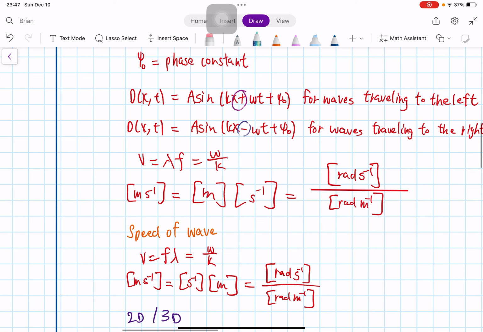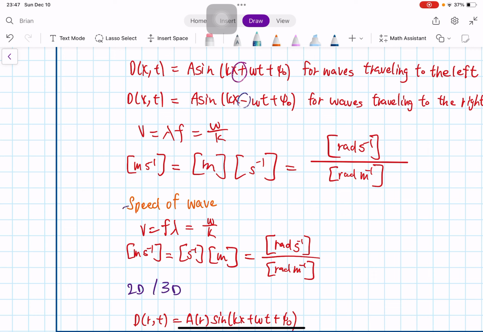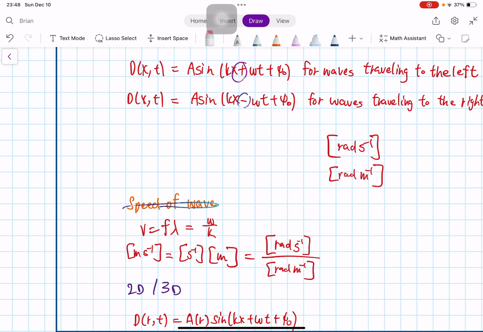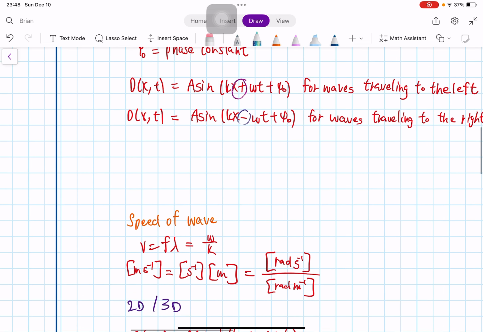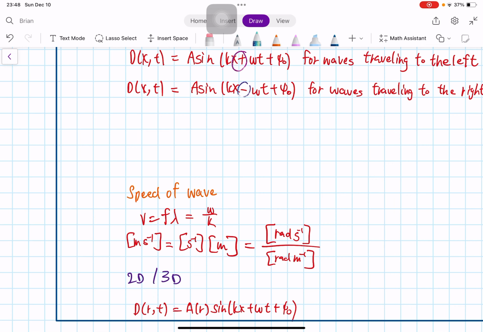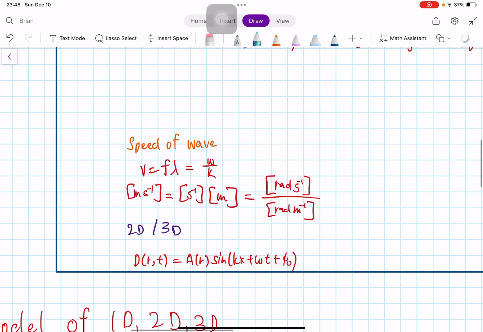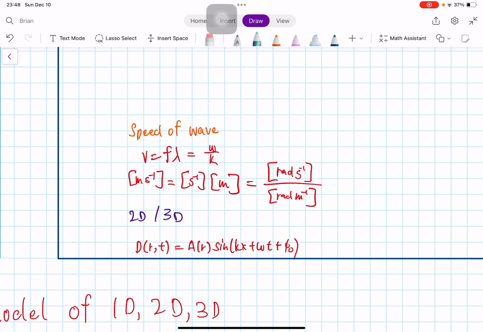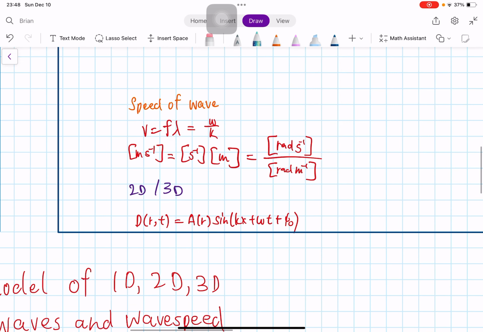And the wave speed is given by v equals f lambda. I don't know why I included 2 here. I should delete 1. I'll delete this one. So if we're talking about the wave speed, then we're saying that v is equal to f lambda, or if we're converting in terms of the angular speed and wave number, it would be angular speed divided over the wave number.